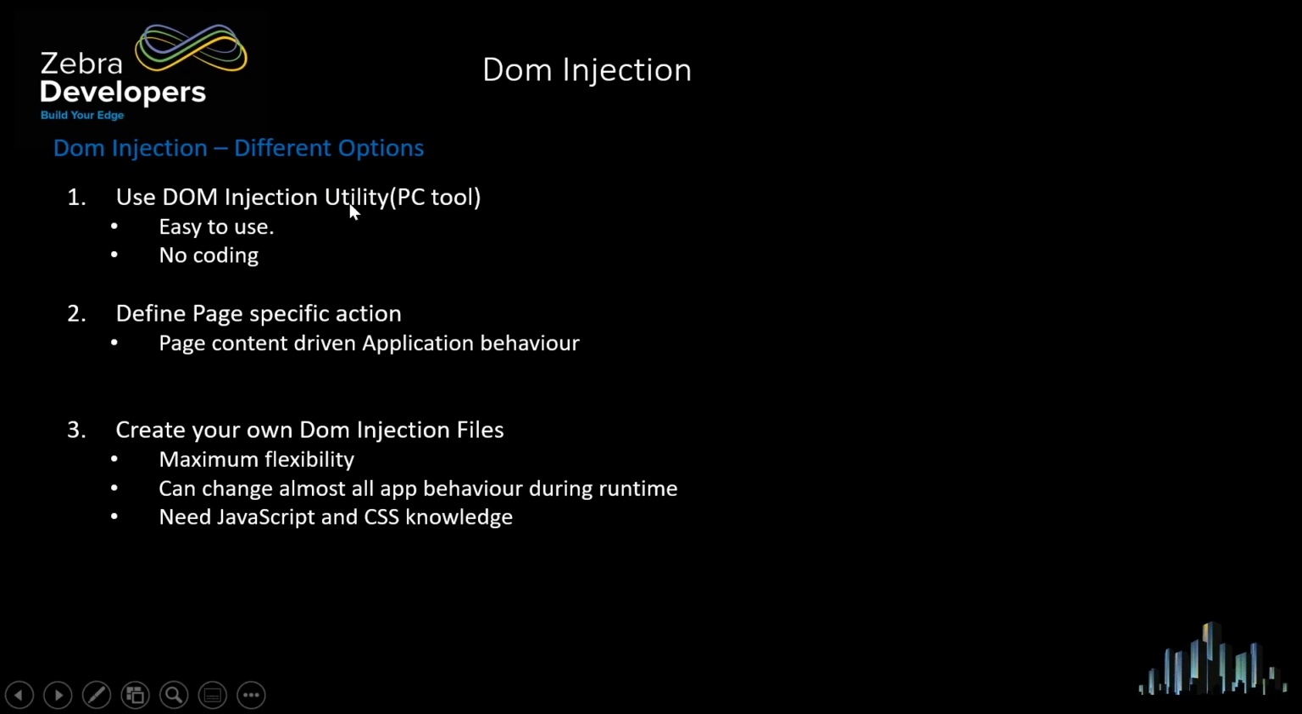One is the DOM injection utility. It is a PC tool using which you can simply work without any coding. The other option is page-specific action. You are on a particular page, and on that page, based on the content, you can do some specific operation, since there will be multiple pages in your web application. And the third is you use your DOM injection file and add it to the EB configuration, and it will work. But whoever does that will need JavaScript and CSS knowledge.